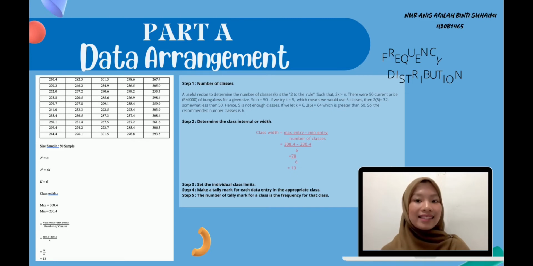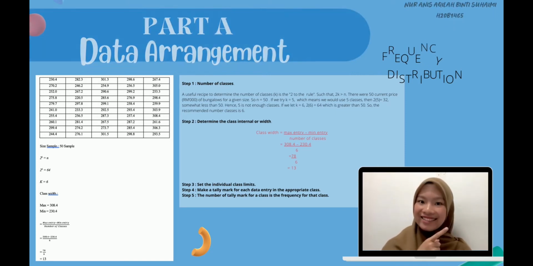Next, step 2, that is determine the class interval or width. The given formula is class width is equal to max entry minus min entry divided by number of classes. Here the example numbers, 308.4 minus 230.4, and divide by 6. And you will get 78, and divide by 6 again, so the final answer is 13. Go to step 3, set the individual class limits. Step 4, make a tally mark for each data entry in the appropriate class. And the last step is step 5. The number of tally marks for a class is the frequency for that class. Let's look at the next slide.